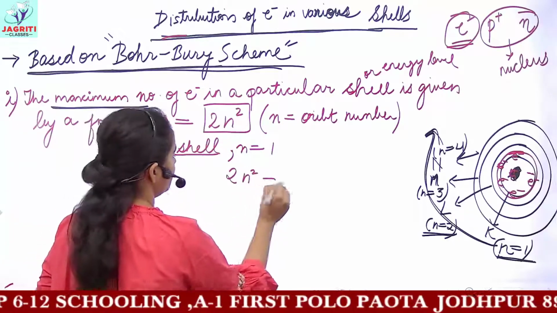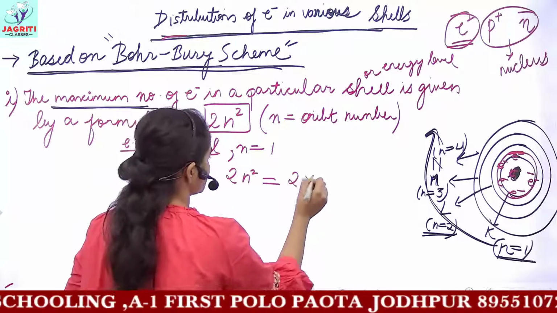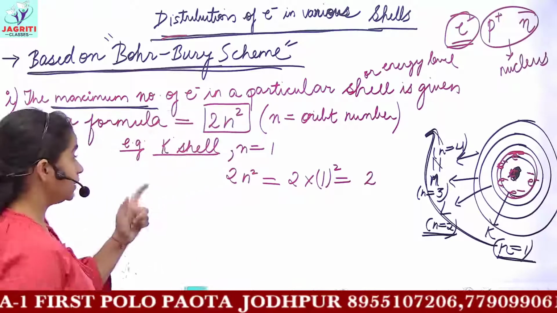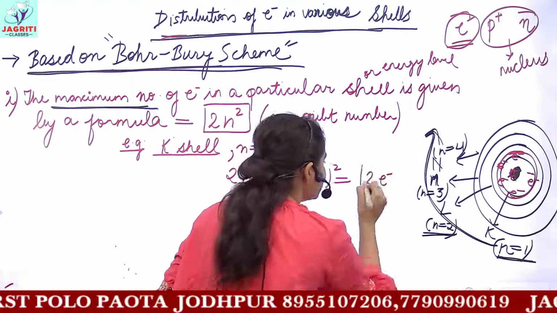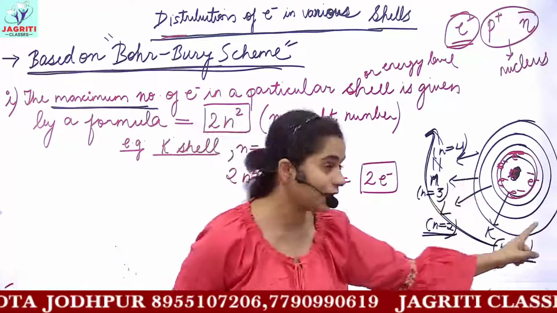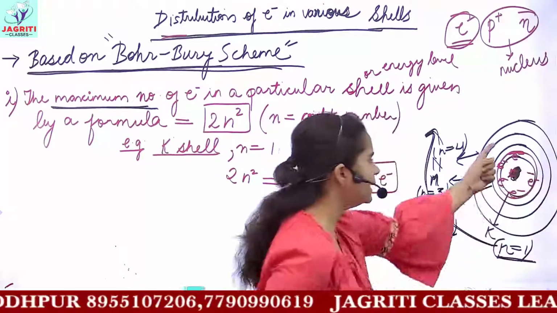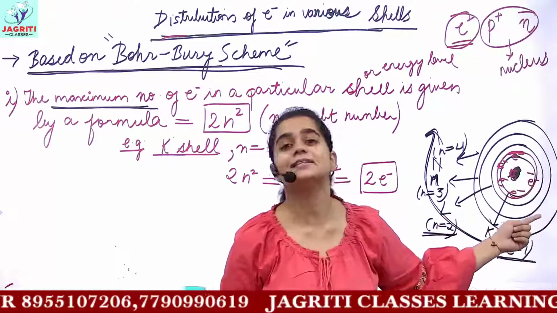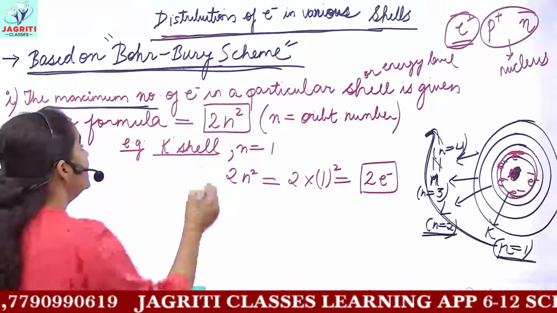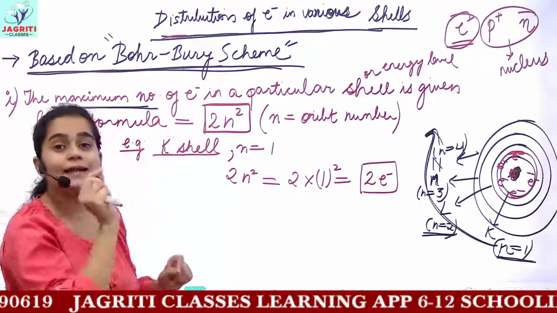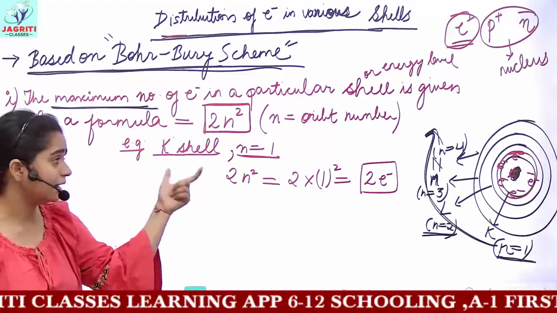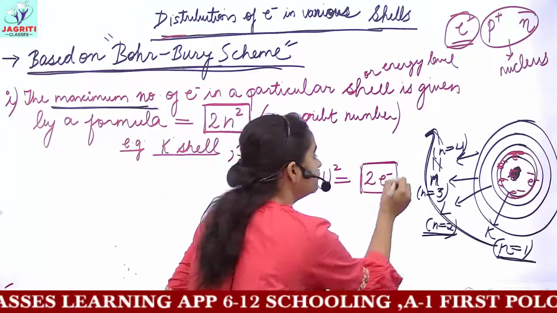2n square will become, put n equals to 1, 2 into 1 square, which will give 2. So this 2 means a maximum of 2 electrons can be arranged in your K shell, okay? So this arrangement which I drew, many electrons, 4 to 5 in the K shell, is completely incorrect, because the Bohr-Bury scheme says that according to the given formula 2n square, if you keep n equals to 1 for your K shell, then you will get a maximum number of 2 electrons.